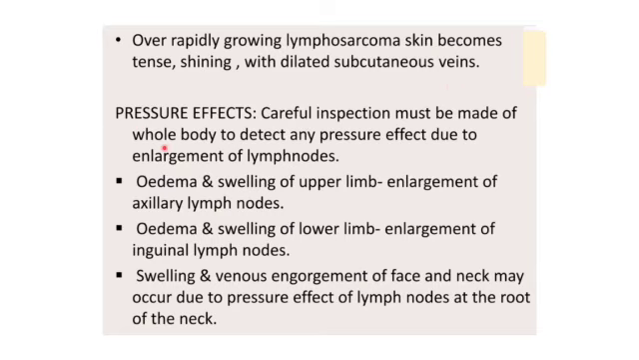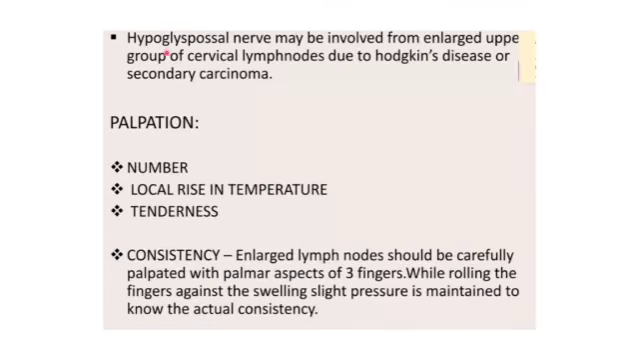Next, pressure effects. Careful inspection must be made of the whole body to detect any pressure effect due to enlargement of lymph nodes. Edema and swelling of the upper limb will hint you at enlargement of axillary lymph nodes. Edema and swelling of the lower limb would hint you at enlargement of inguinal lymph nodes. Then swelling and venous engorgement of the face and neck may occur due to pressure effect of lymph nodes at the root of the neck. Hypoglossal nerve may be involved from enlarged upper group of cervical lymph nodes due to Hodgkin's disease or secondary carcinoma.